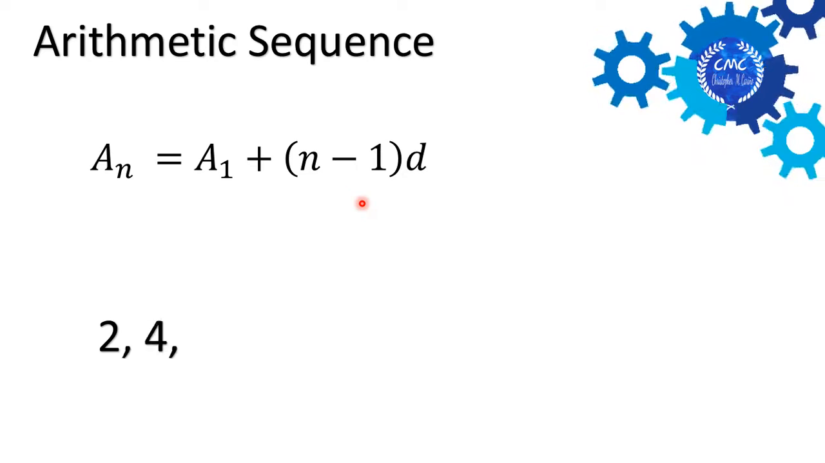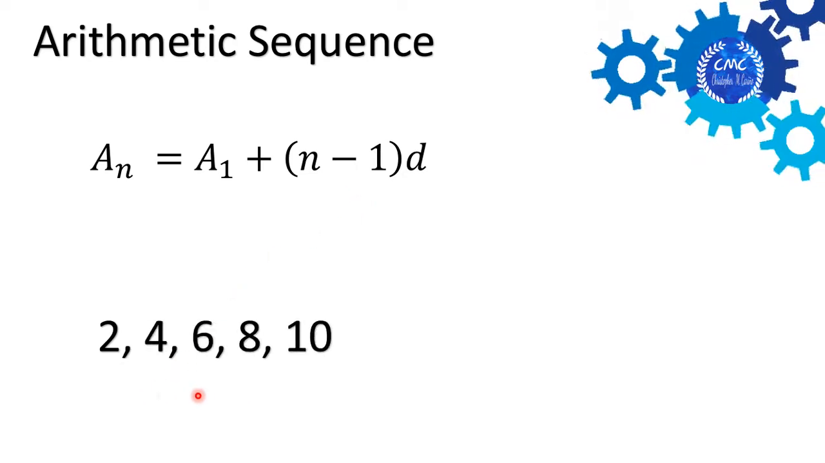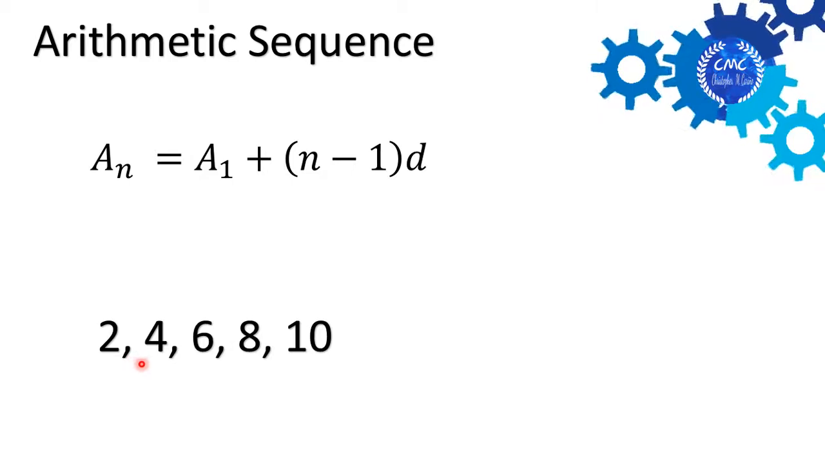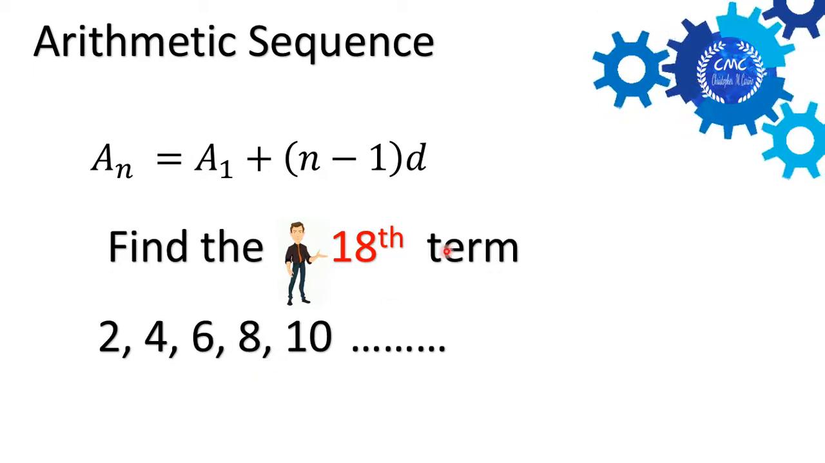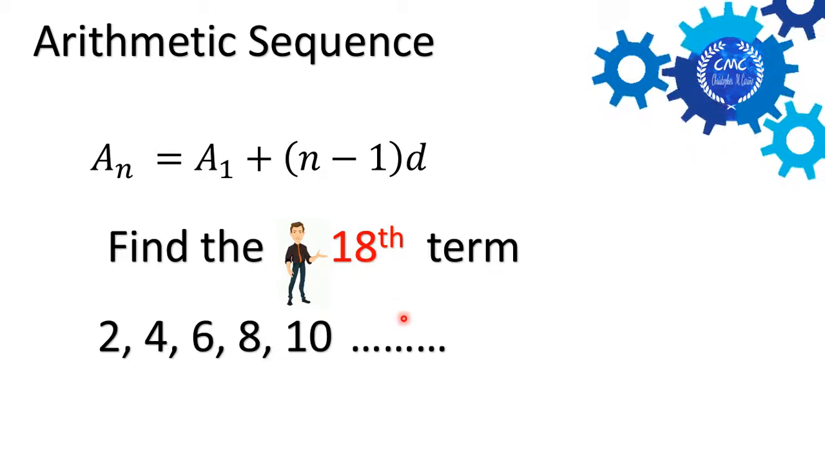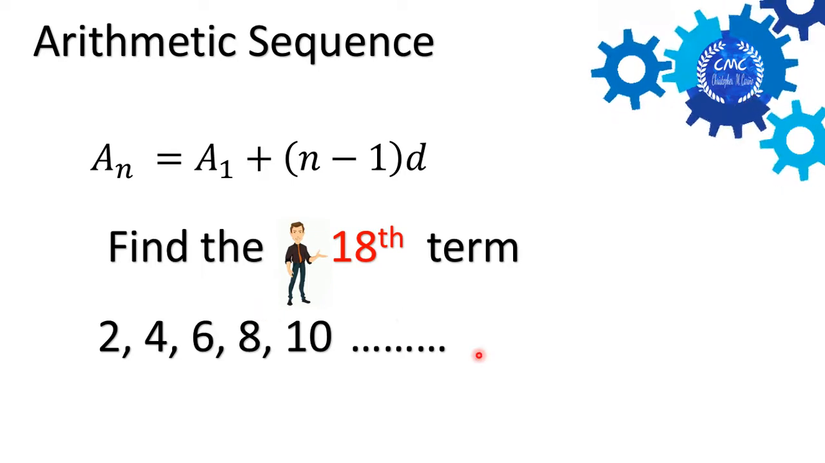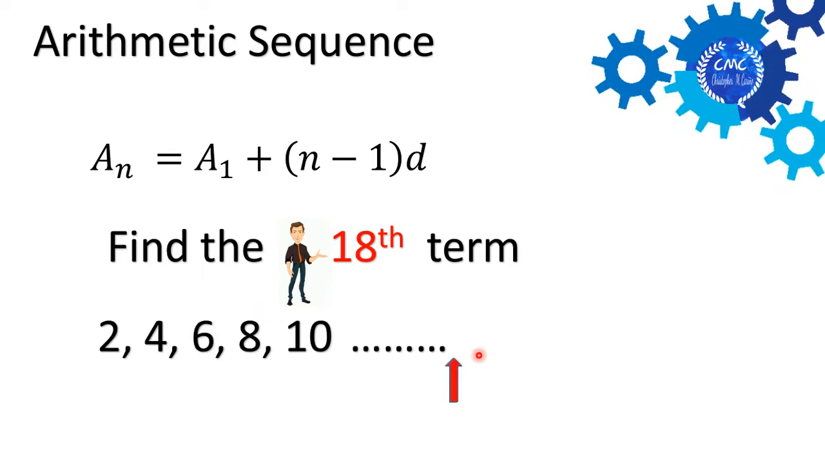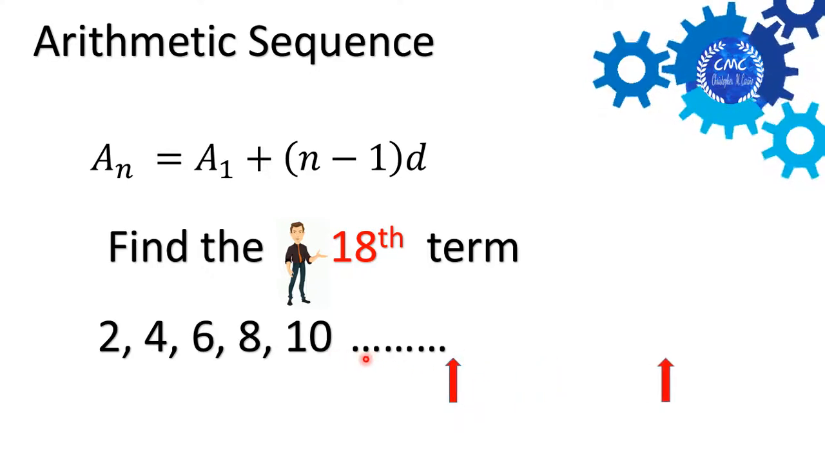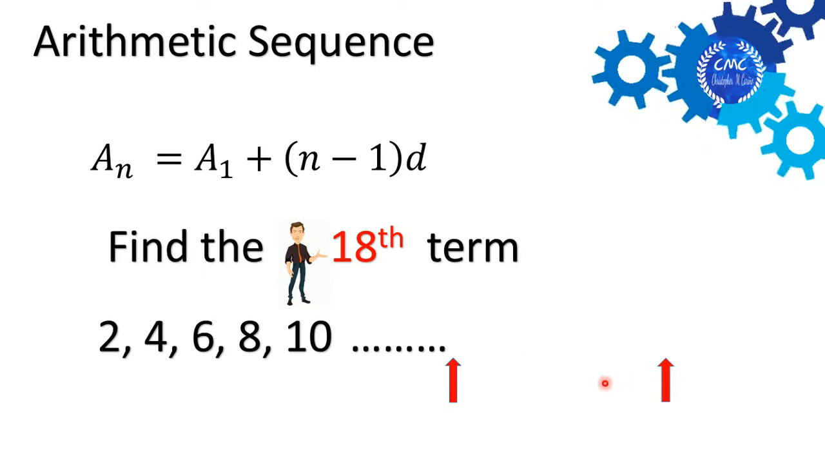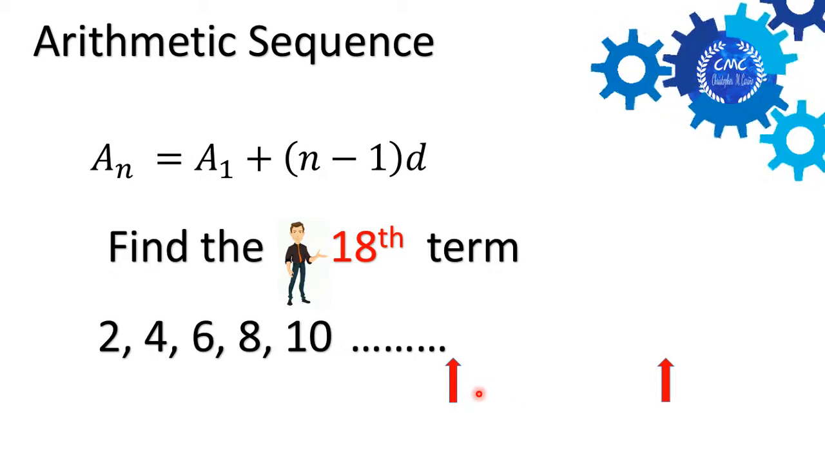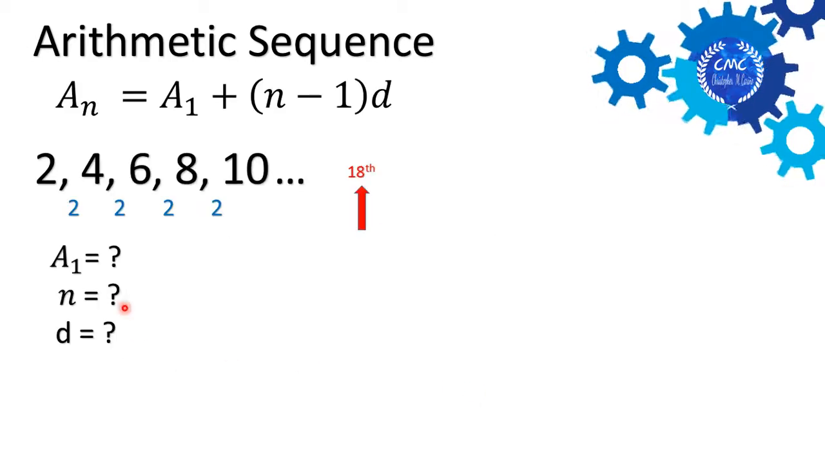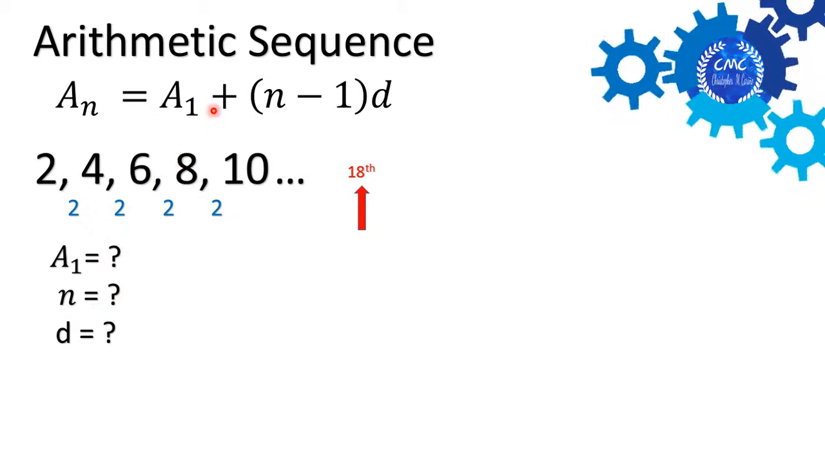Example: we have the first 5 terms of an arithmetic sequence, and these numbers are 2, 4, 6, 8, and 10. What we need to do is to find the 18th term of the sequence, and the 18th term is probably going to be somewhere here or maybe even further. So to find that number, what we need is to find the variables that we need to use in this formula.